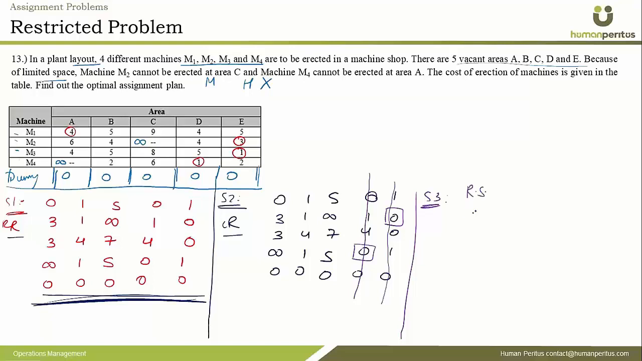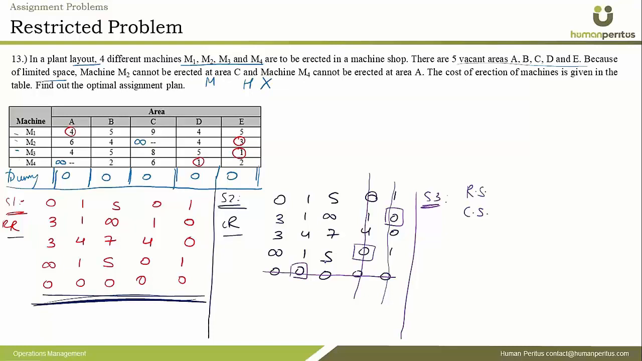Row scanning we did it. Now we are going to column scanning. For the first column, there are 2 zeros. I cannot cross anything. For the second column, there is 1 zero. I can straight away assign this and cross the corresponding row. Okay. For the third column, there is no zero.